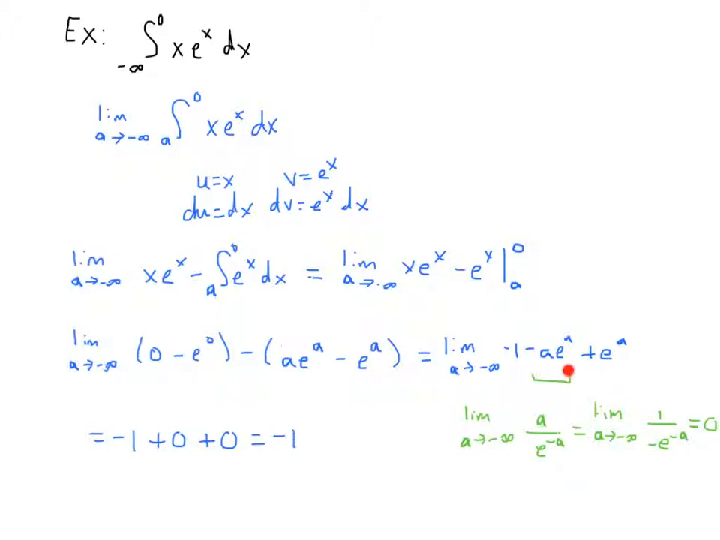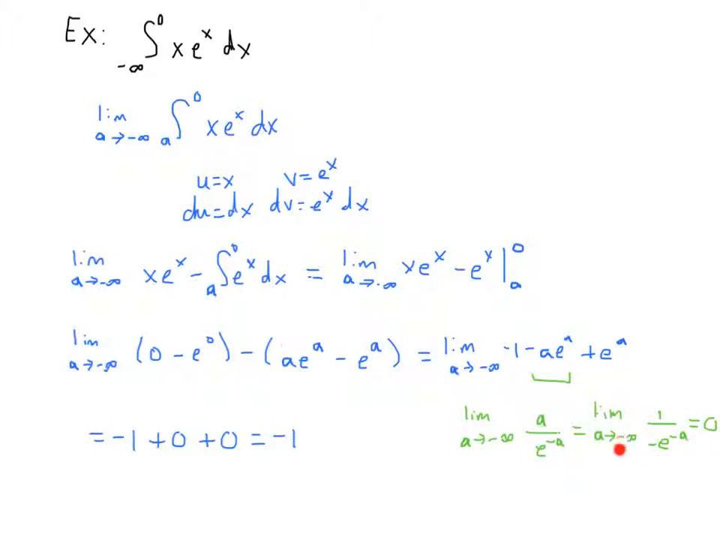But I have infinity times 0, which is kind of a problem, so I can do L'Hopital's on this, but first I need to write it as a fraction. So e to the a comes down to make e to the negative a, and now I have infinity over infinity, so I can do L'Hopital's, which means just take the derivative of the top, which is 1, and take the derivative of the bottom, which is negative e to the negative a.